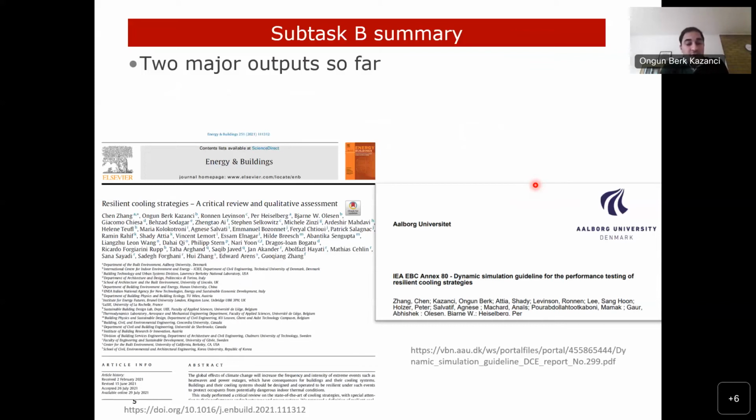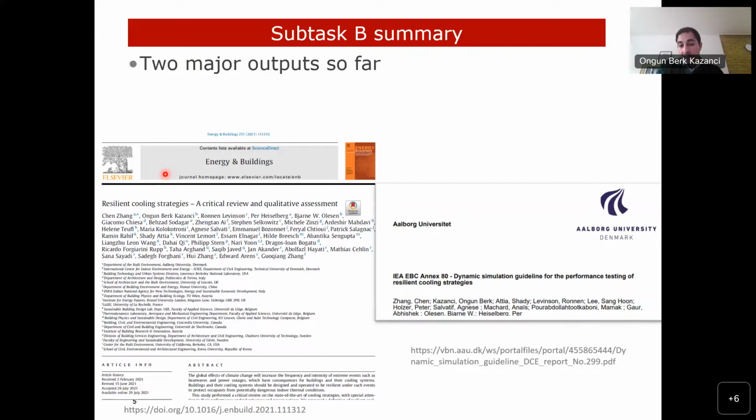So in our subtask, we've had two major outputs so far. The first one is a review paper. Here you see on the left, it had the title "Resilient Cooling Strategies: A Critical Review and Qualitative Assessment." So in this review paper, we basically reviewed all the technologies that we work on within the annex, and also defined qualitative assessment methodologies and evaluated these technologies according to the qualitative assessment methodologies that we define.